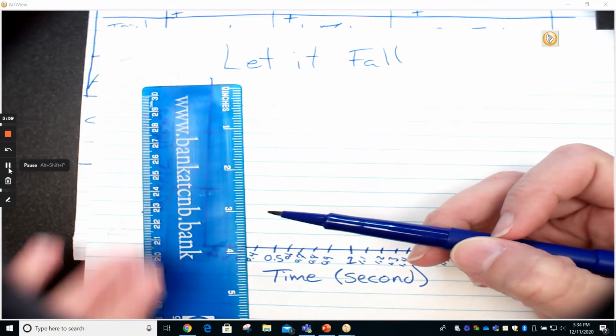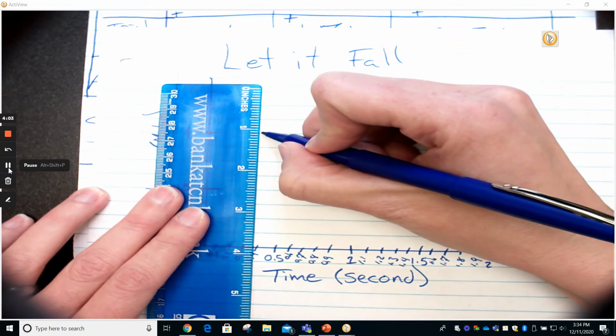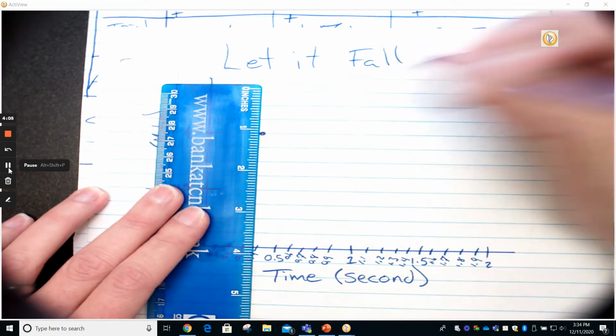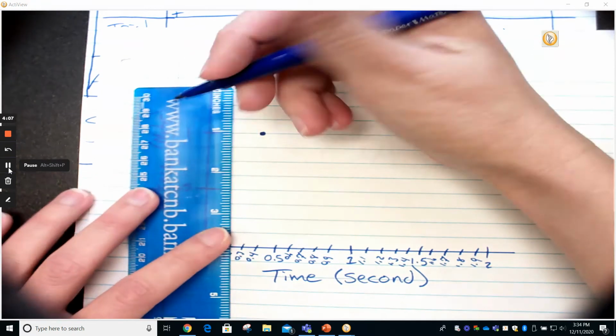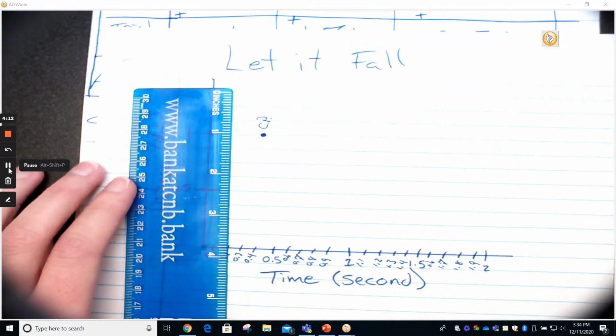So I'm going to get my handy dandy ruler out, and I'm going to come up to 1 because it was 1 meter, and that's where I'm going to put my line. And I'm going to label it CP for crumpled paper, okay?